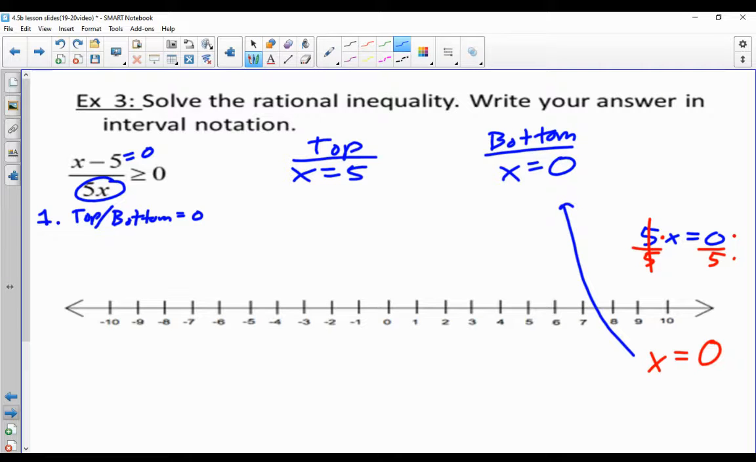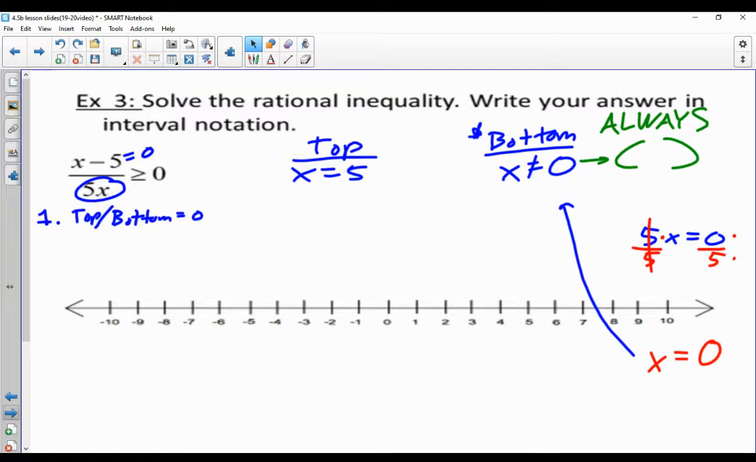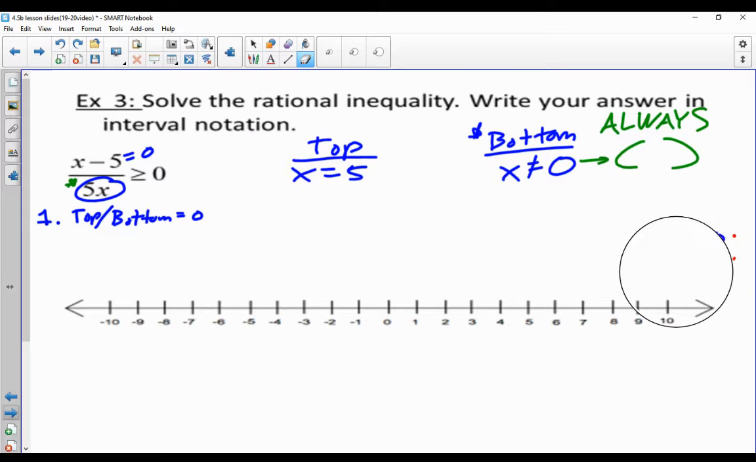But of course, it is the bottom, so we got to put does not equal. x cannot equal 0 on bottom. And of course, because of that not equal sign, again, always, always, always open parentheses for the bottom. So that one's a little bit different. You weren't adding or subtracting this time. You had to divide that 5, which would give you x equals 0. Gotta be careful on those.